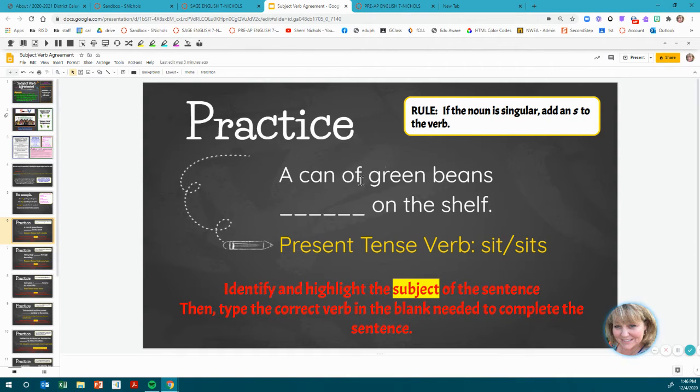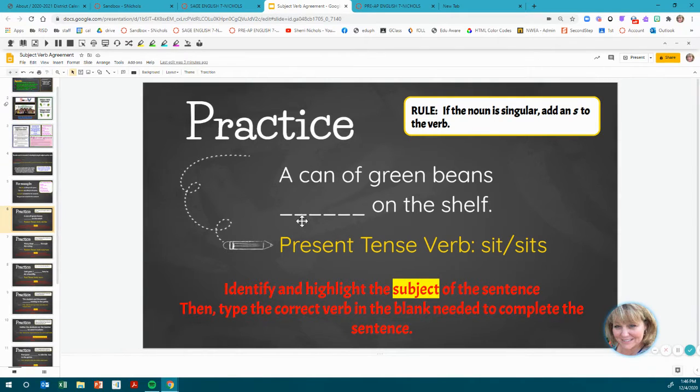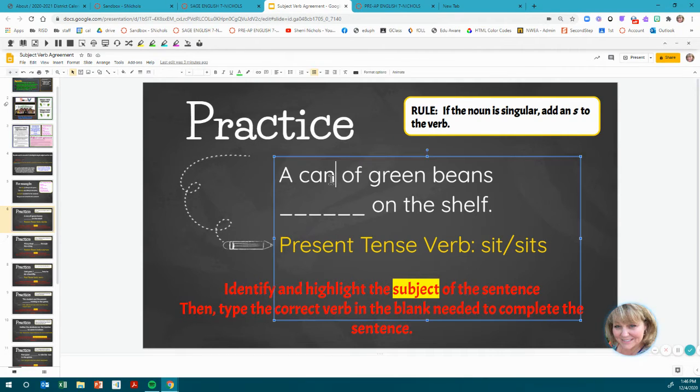So here is the practice that you will do for slides 6 through 13. If the noun is singular, add an S to the verb. That's the rule we're looking at. A can of green beans. So can would be your subject. So you're supposed to highlight your subject. So a can of green beans, and you have to choose sit or sits. A can of green beans. So can is singular. So you'd have to use the singular form, which means you add an S. So a can of green beans sits on the shelf.